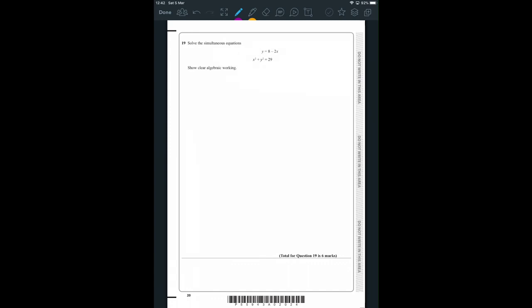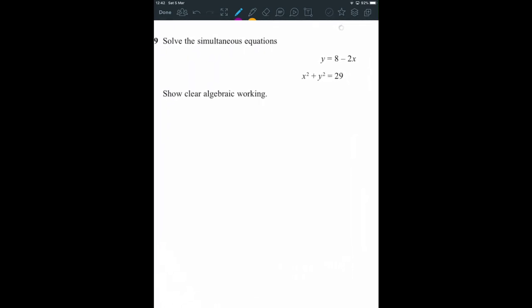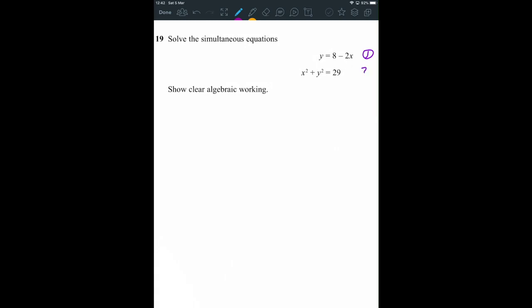Question 19. Simultaneous equations, quadratic and linear. Best way to do these ones is by a substitution. I'm going to label the two equations so I know what I'm looking for and tell the examiner what I'm doing. I'm going to sub 1 into 2. So that's x squared plus, instead of y squared, what y is, equals 29.